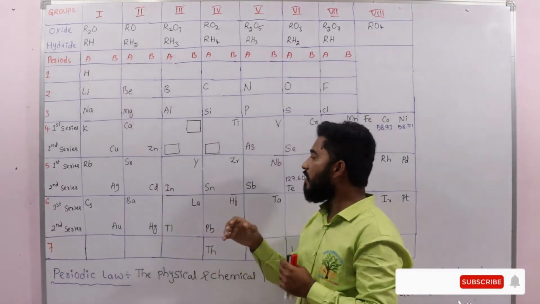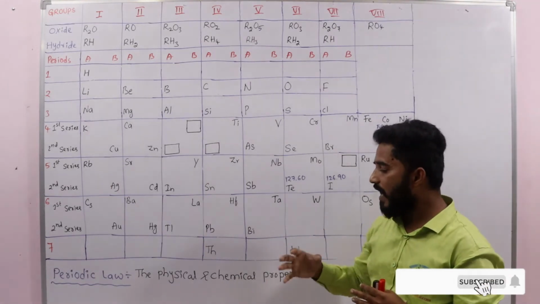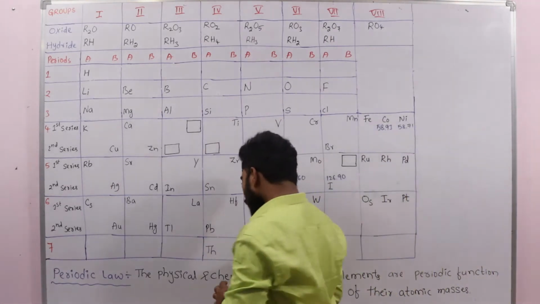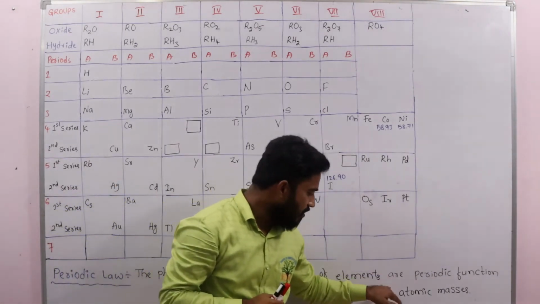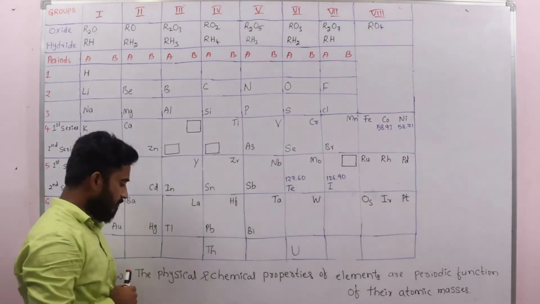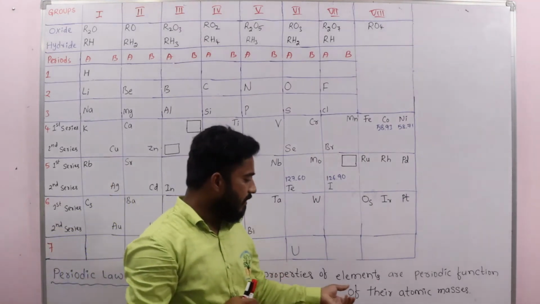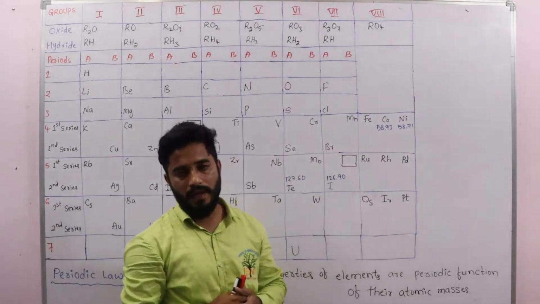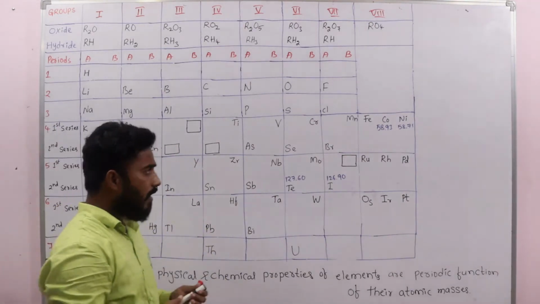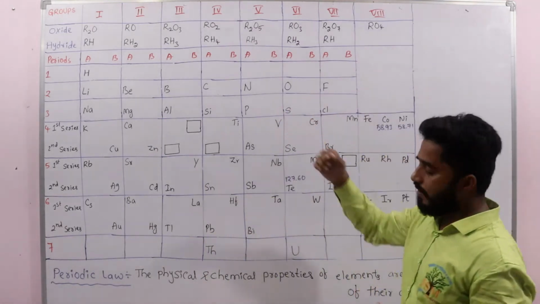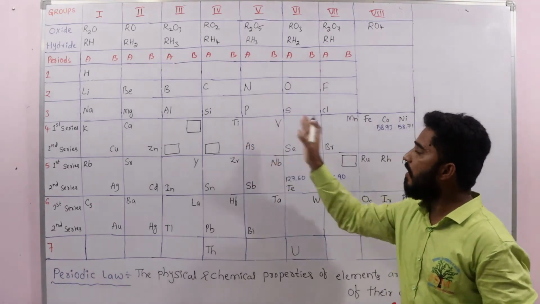Based on those physical and chemical properties and atomic mass, he gave a periodic law: the physical and chemical properties of elements are a periodic function of their atomic masses. That means the physical and chemical properties of the elements depend upon their atomic masses. He arranged these elements in 8 vertical columns and 7 horizontal rows.